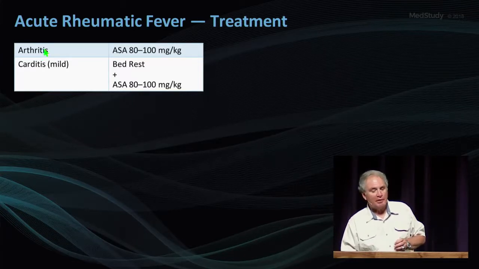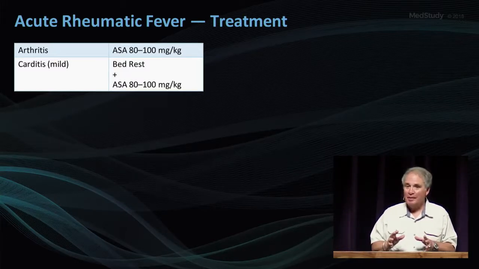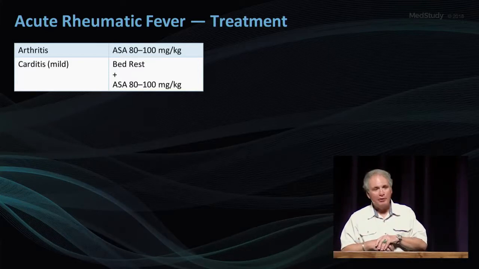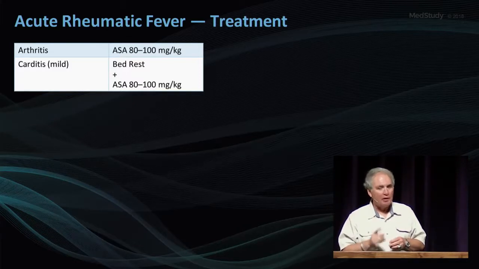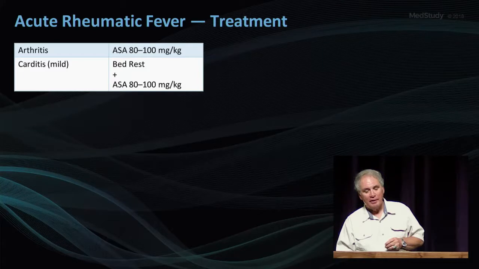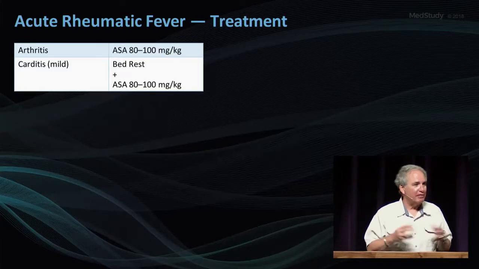For patients presenting predominantly with only arthritis, and again, this is the most painful arthritis you can imagine. Interestingly, it migrates large joints, and also interestingly, it does not deform the joints. It does not cause permanent joint damage. High-dose aspirin, 80 to 100 milligrams per kilogram per day, and within 2 hours, you're a hero. It's magic. They feel better.